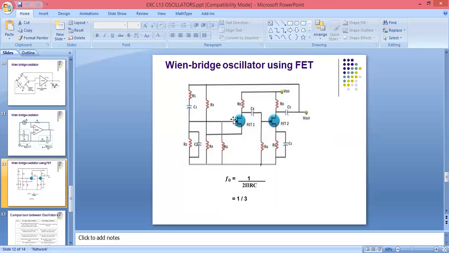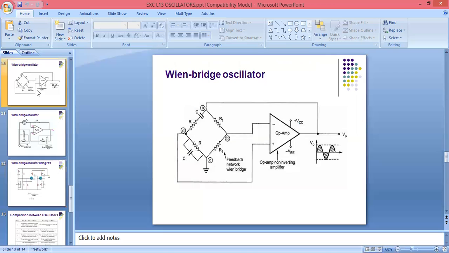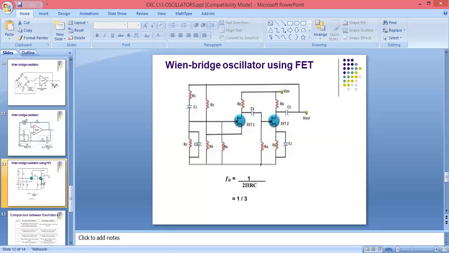It is a low frequency oscillator using RC in the feedback network. You can see here what we have done in the feedback network. Also we are using Wien bridge. In the feedback network we are using Wien bridge, and Wien bridge consists of resistor and capacitor. So what we can say? We can say the Wien bridge oscillator is using RC network in the feedback network.